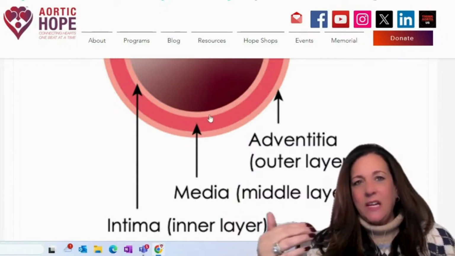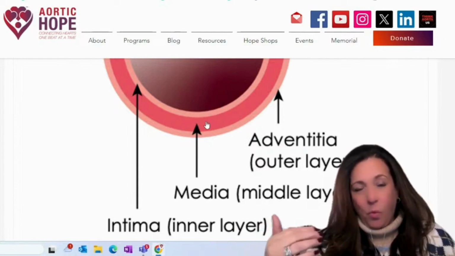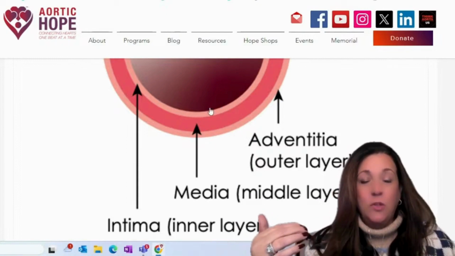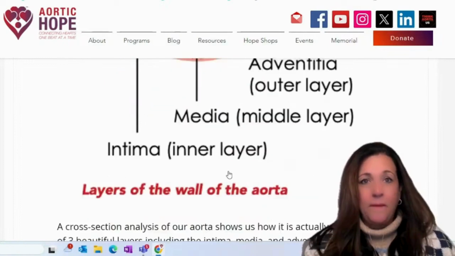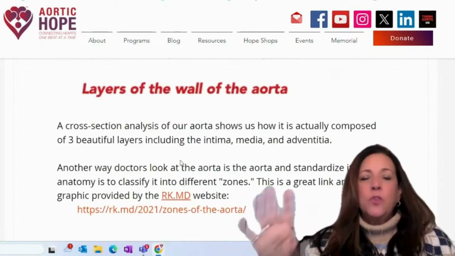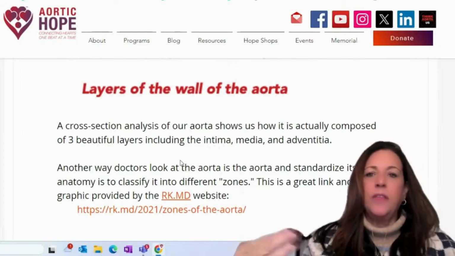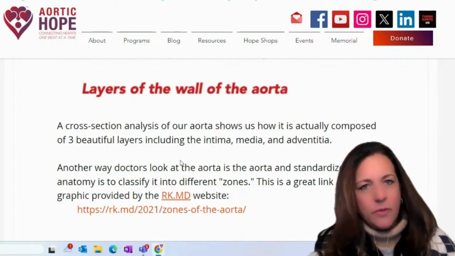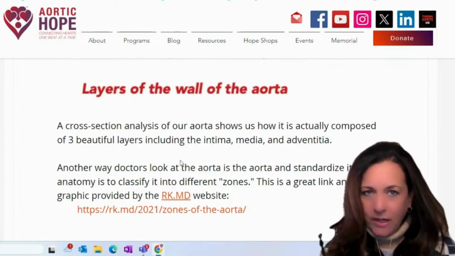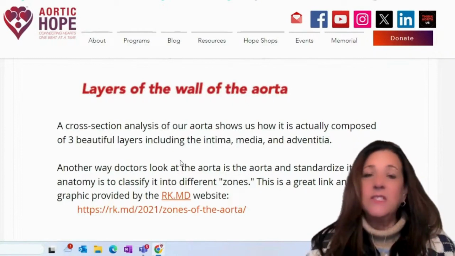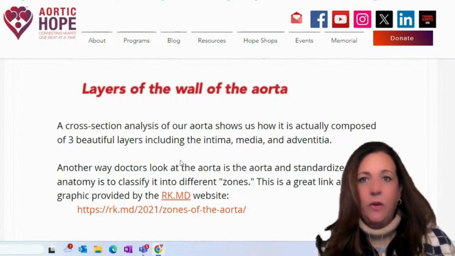So typically, when you have a dissection, you're cutting through one of those layers. If you have a rupture, it's gone through all three, right? So this was a cross-section analysis of the aorta that shows that it's actually composed of the three beautiful layers, as Adam describes it, the intima or inner, the media or middle, and the adventitia or the outside layer.